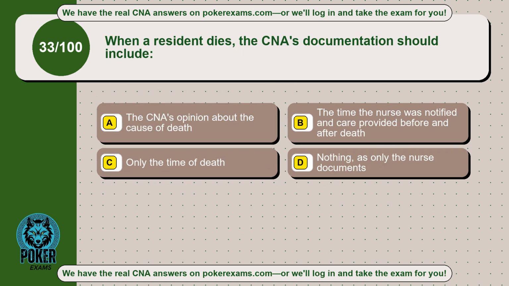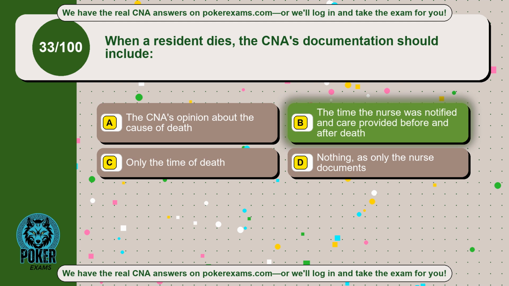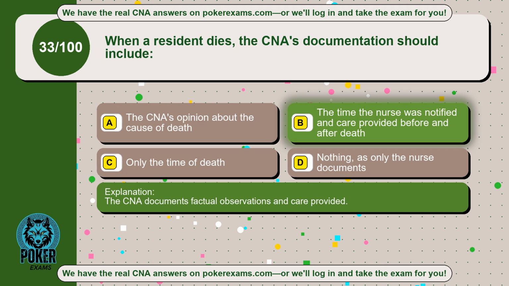Question 33. When a resident dies, the CNA's documentation should include: Option A, the CNA's opinion about the cause of death. Option B, the time the nurse was notified and care provided before and after death. Option C, only the time of death. Option D, nothing, as only the nurse documents. The correct answer is option B. The time the nurse was notified and care provided before and after death. The CNA documents factual observations and care provided.